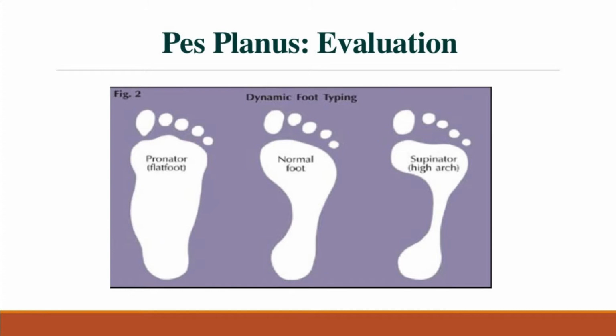Please refer to Figure 2 on the PowerPoint slide. Under dynamic conditions, the individual who maintains a high arch is classified as a supinator, while the individual whose arch flattens excessively is classified as a pronator.